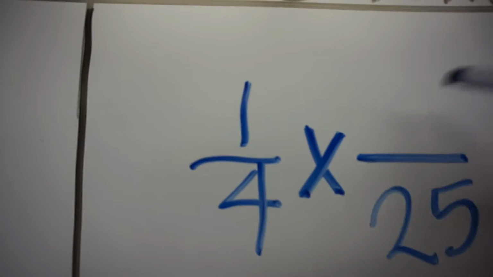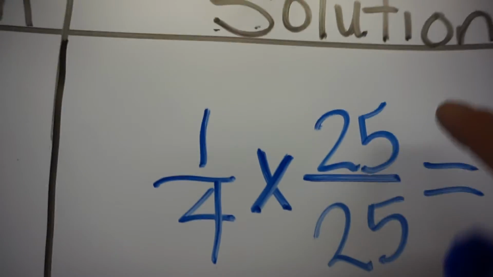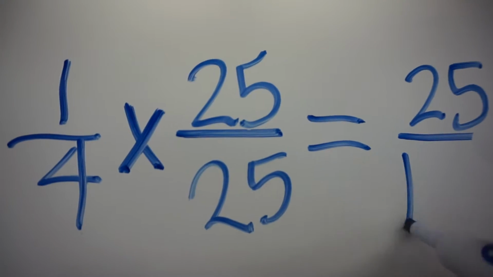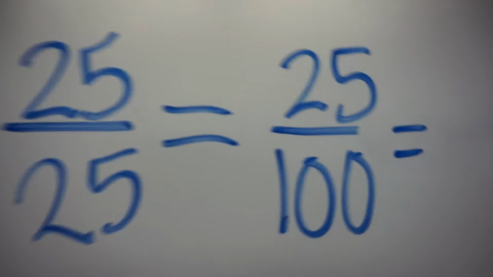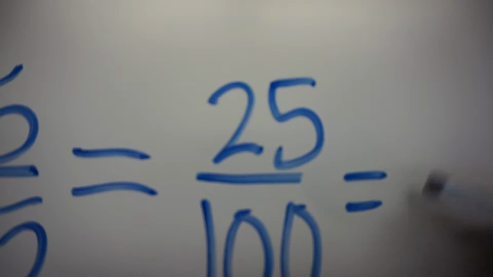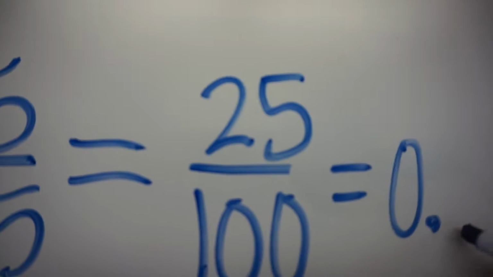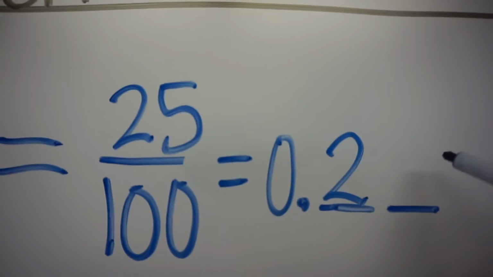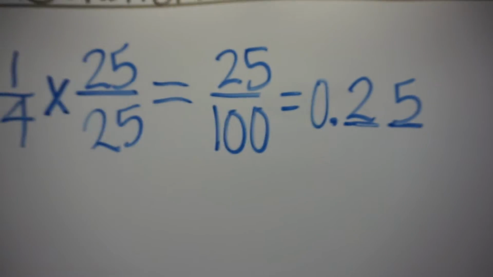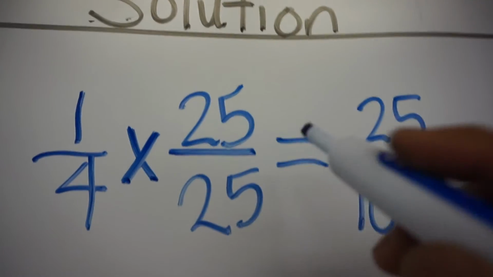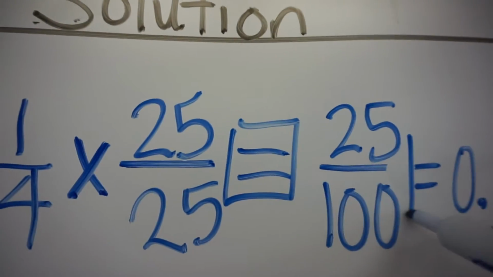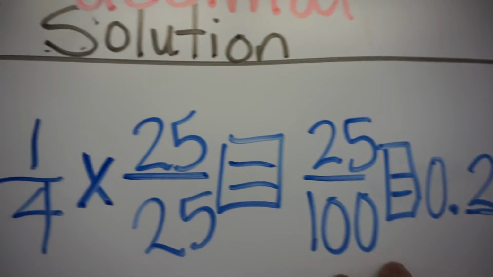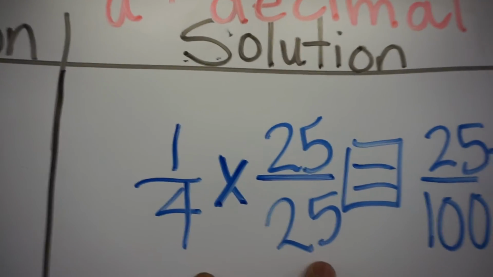So what you do to the bottom, you do to the top. So you multiply 25 times 1 equals 25, and 4 times 25 equals 100. There you go. Now we have 25 hundredths. How do you write that in decimal form? Well, we have 0 ones. These are the tenths, my friends, and these are the hundredths. So we have to write it like this: 0.25. Simple, right? Now remember, this symbol says that each of these products are the same. This product is the same as this, and this product is the same as this expression.